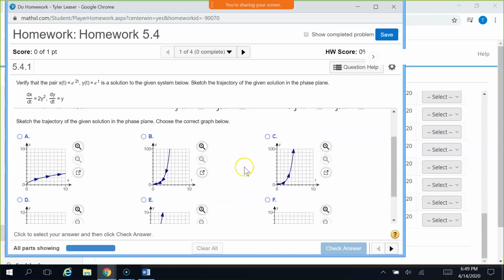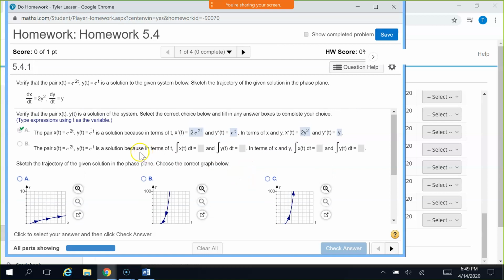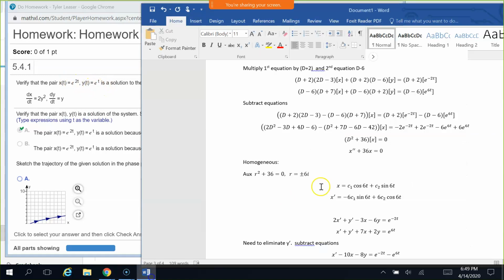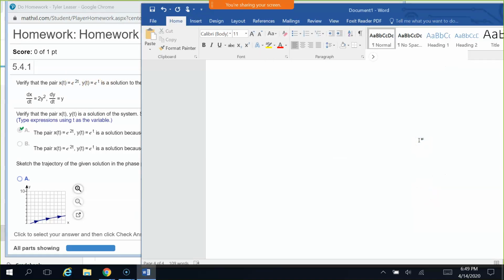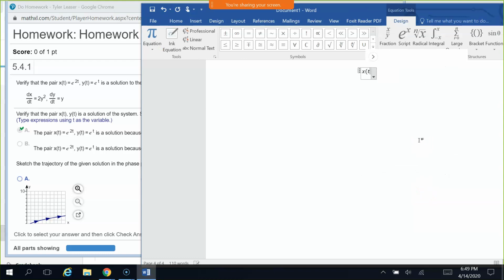Now it's asking us to sketch the trajectory of the given solution in the phase plane, and this can be kind of difficult. You want to think of your solutions, x and y's, as being ordered pairs with a parameter t. So this goes back to parametric equations that you saw back in Calc 2, 171 even. So just plug in different values of t and see what the ordered pairs do. So let's go back to our worksheet here. We have x of t is e to the 2t, and y of t is just e to the t.